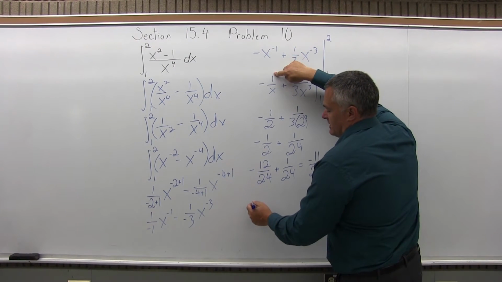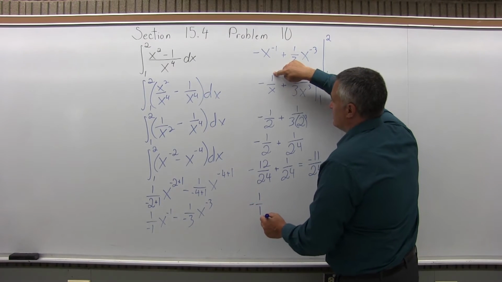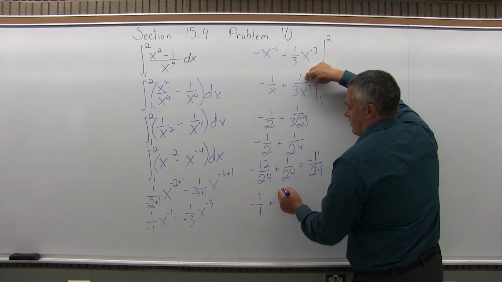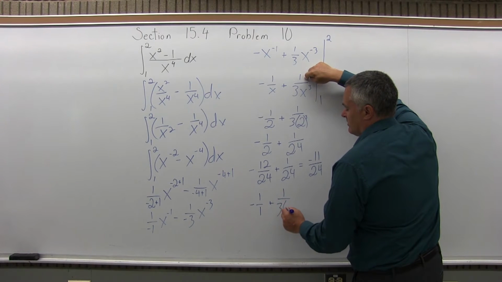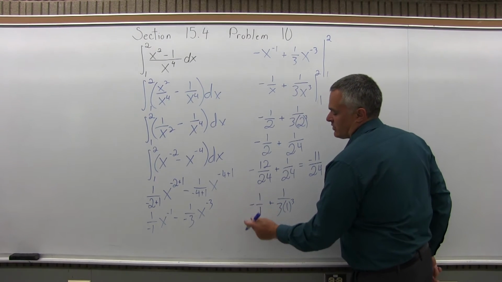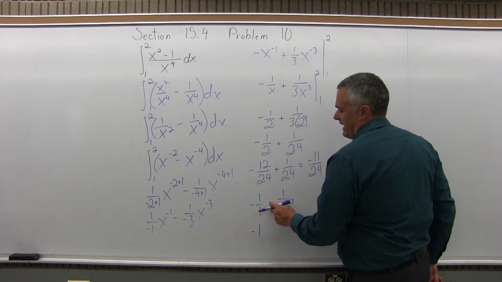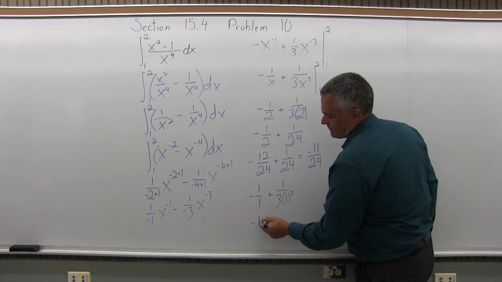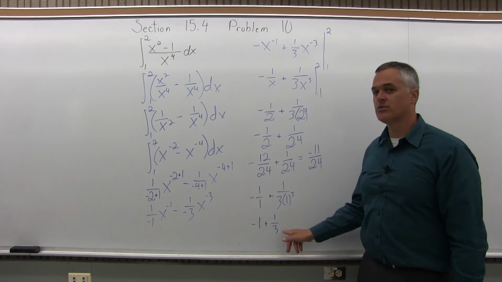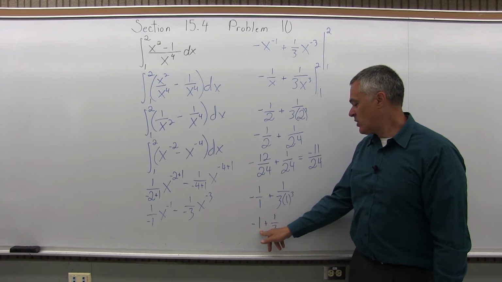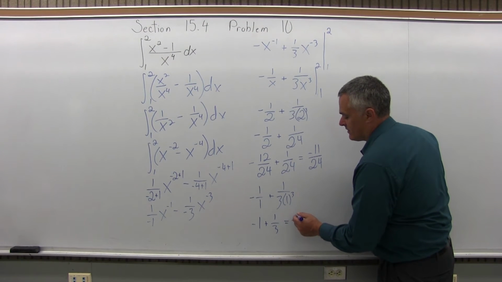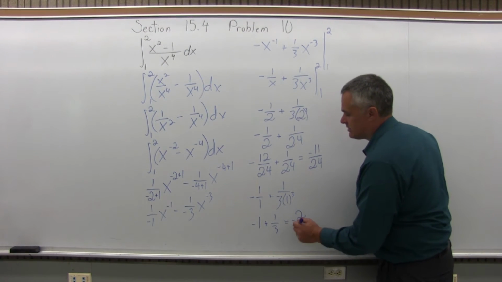Negative 1 over x will be negative 1 over 1, plus 1 over 3x cubed becomes 1 over 3 times 1 cubed. So minus 1 over 1 is going to be negative 1, and then the second fraction becomes 1/3. The 1 cubed is 1 times the 3 in front puts a 3 in the denominator. So negative 1 plus 1/3 will be negative 2/3.